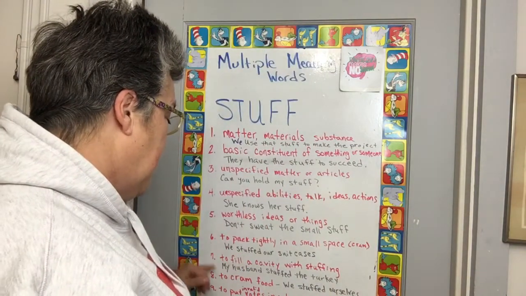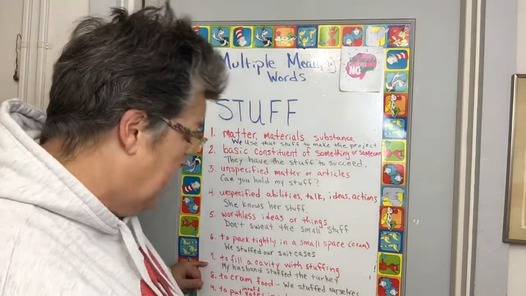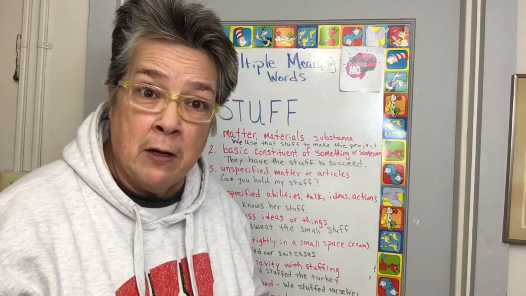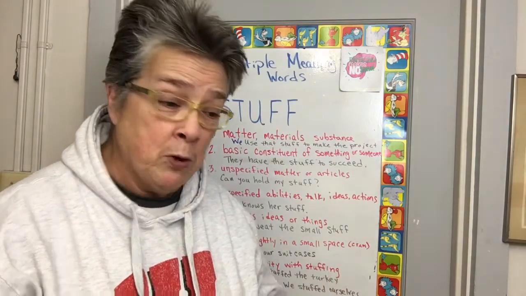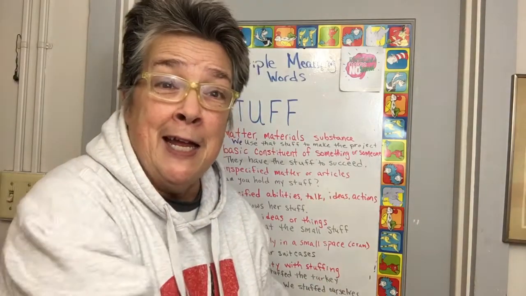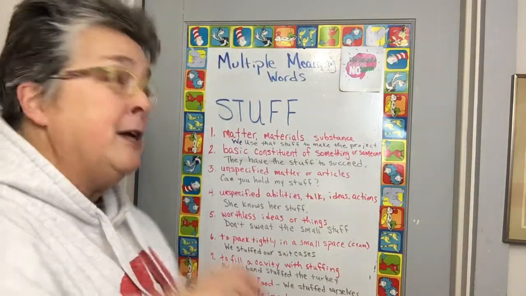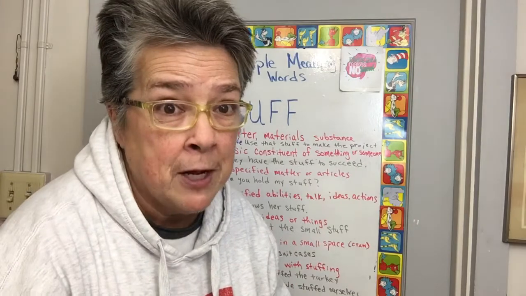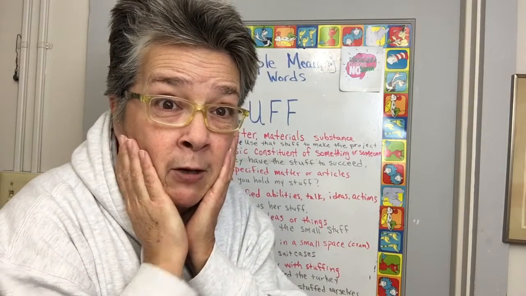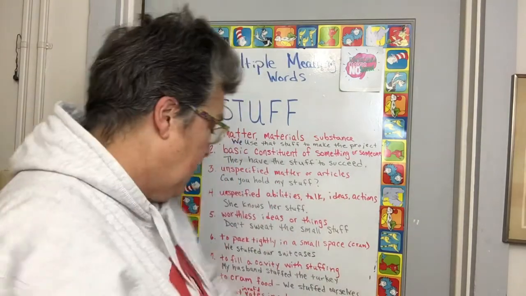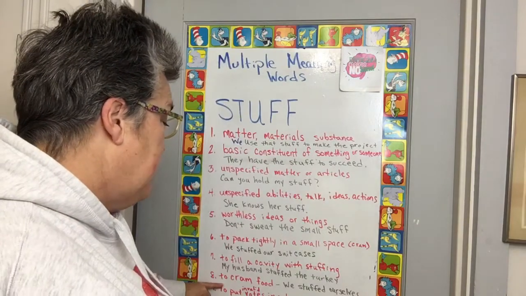Stuff. Now, stuff number 7, to fill a cavity with stuffing. What? Yeah. For example, we're going to stuff the stuffing in the turkey. Oh, here's a better sense. My husband stuffed the turkey with stuffing. Ooh, that's another noun, but that's a different one. Never mind.